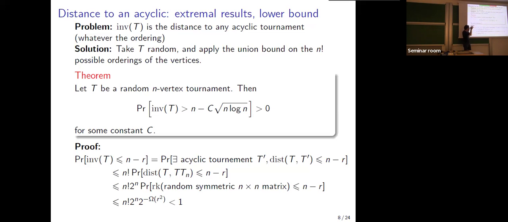And this is a matrix which is random, and the probability that the rank of a random symmetric n by n matrix is at most n minus r, you can show that this is at most 2 to the minus r squared. Here there is a factor 2 to the n because of the values on the diagonal, but it doesn't really matter for us. And now, if r is of order square root of n again, this probability is smaller than 1. So there is a tournament that you cannot make acyclic with fewer than n minus square root of n log n inversions.